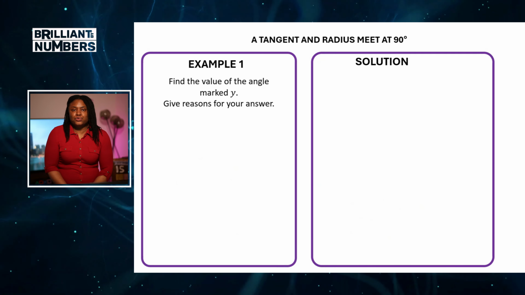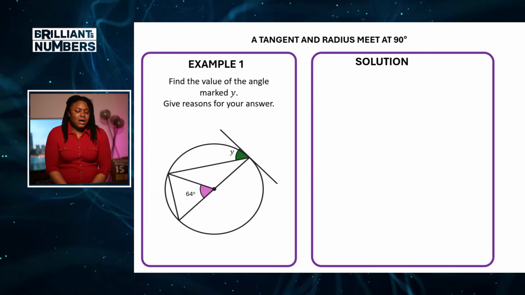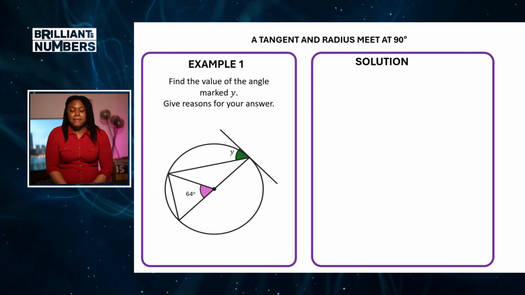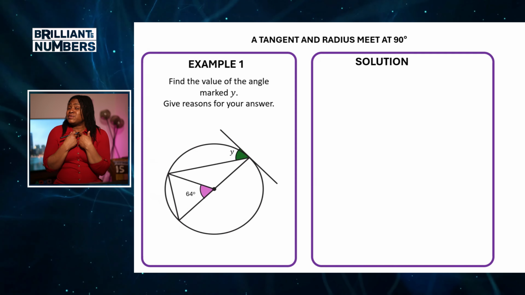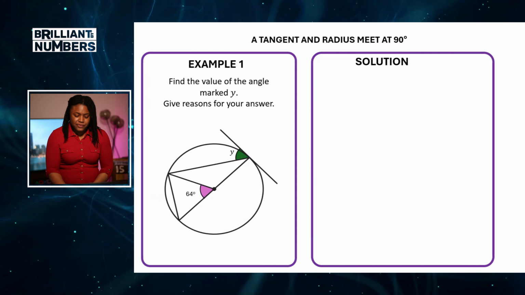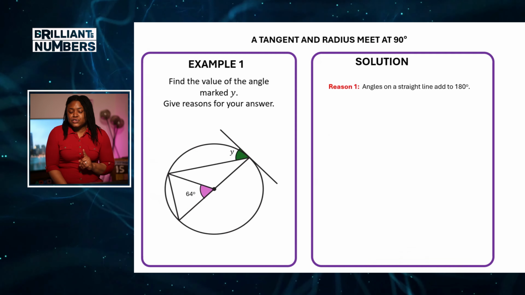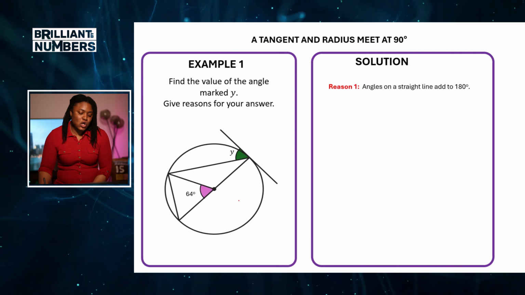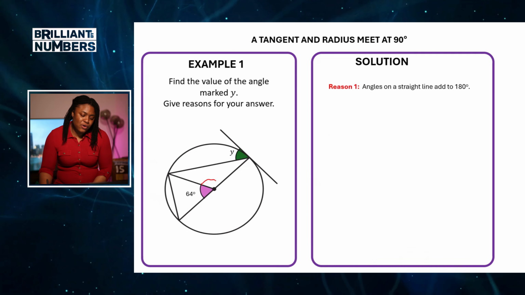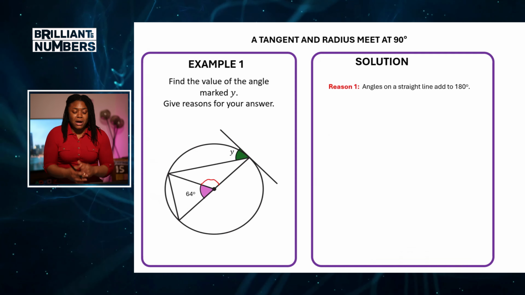Now we're going to look at our first example for this rule. So let's look at this question. Here, we are asked to find the value of the angle marked y and give a reason for our answer. Notice I go after my reasons before calculations. So what's the first reason I need to employ? I need to employ the fact that angles on a straight line add to 180 degrees. And that's going to unlock this bit here where I can now find an angle within the triangle that's closer to the one I'm after.